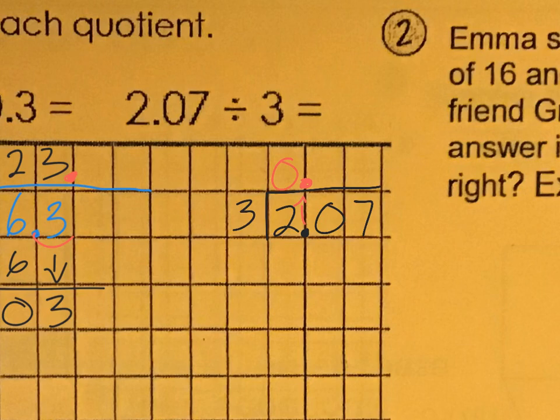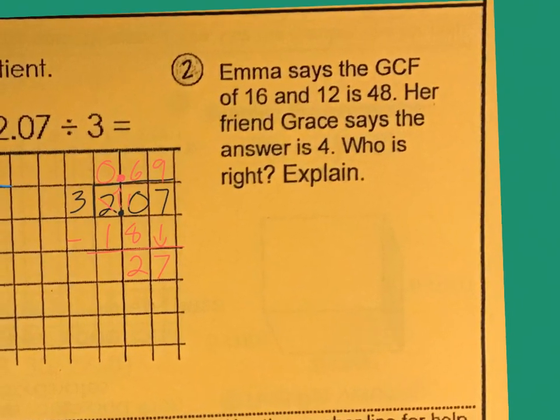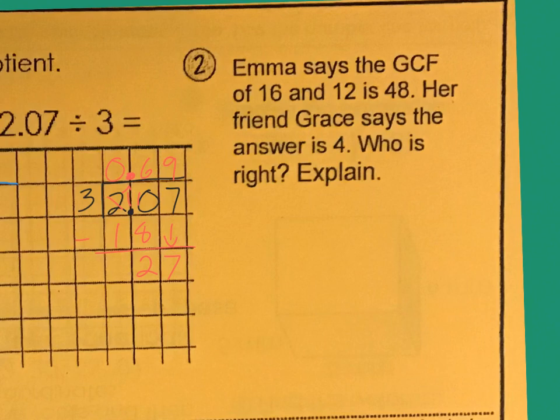No, so it's 0. Does 3 go into 20? Yes. So it goes 6 times, and that gives me 18. I subtract. I get 2. I bring down my 7. 3 goes into 27 9 times. So that is 69/100. So hopefully you're getting the hang of this. From what I looked at yesterday, the students in my class were doing really well with that. So it makes me feel good that you're good with that.